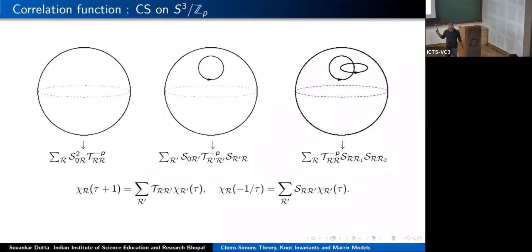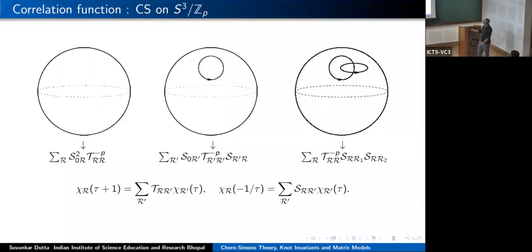Using this technique, I am directly writing some partition functions on S3 mod ZP. I would like to consider Chern-Simons theory and different knots and links in the manifold S3 mod ZP. So the partition function is given by this S0R. If you consider an unknot in S3 mod ZP, the expectation value of this Wilson loop is given by this. This R corresponds to the representation you have associated with this unknot. If you take the Hopf link, one is in the representation R1, the other in the representation R2, and the corresponding partition function is given by this.